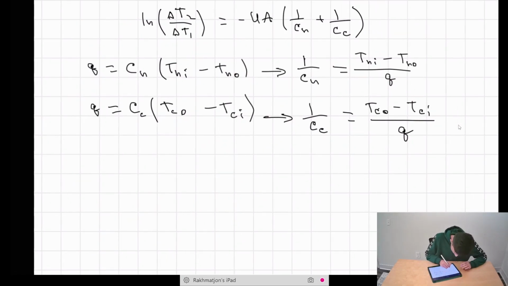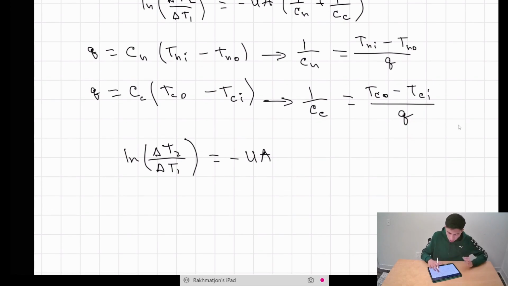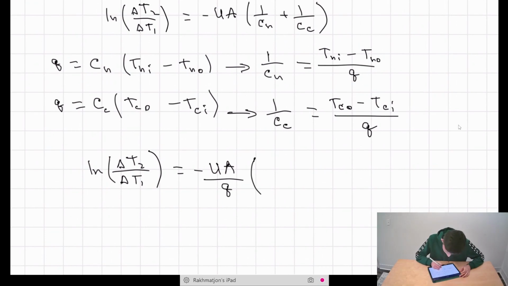So what we're going to have is ln of delta T2 over delta T1 is equal to negative UA. Let me take Q outside of the equation, and what I'm going to have inside is Thi minus Tho, Tco minus, right?